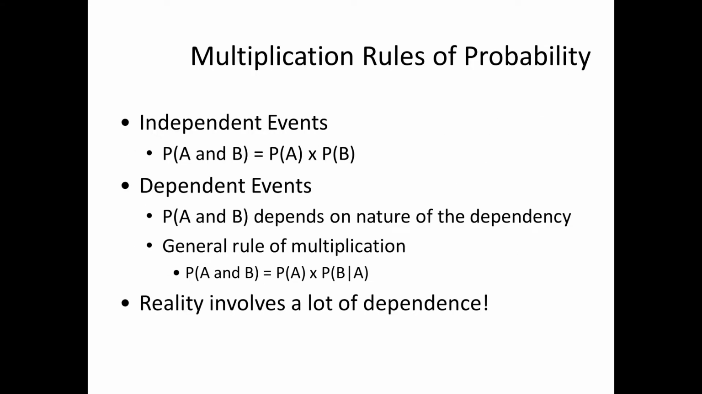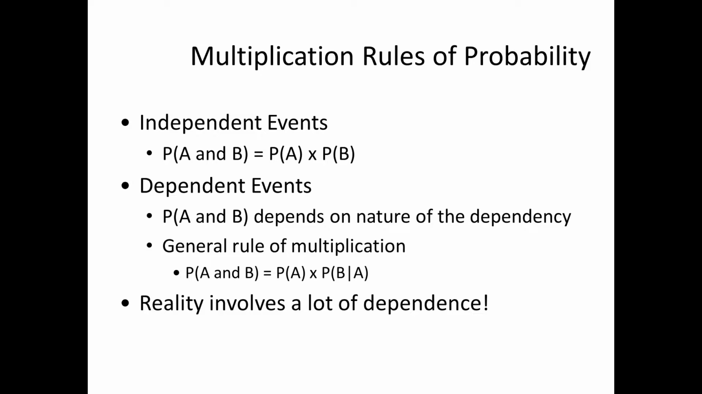There are also multiplication rules for probability. They're a little less obvious. It really depends on the relationship between events A and B. If these events are independent, then the probability of A and B both occurring, and that's called a joint probability, is the probability of A times the probability of B.